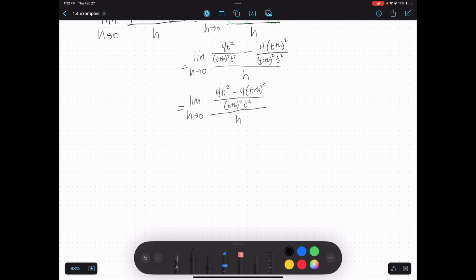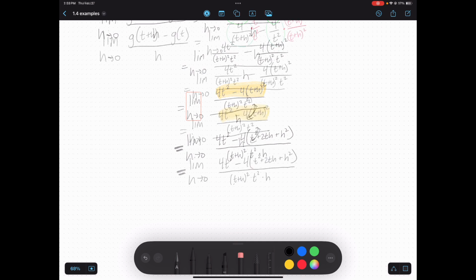Well, by finding a common denominator, I can now focus in on just this part. Can I simplify that piece? Meanwhile, since I have a fraction that's just being divided by another number, I can combine these two things into the same denominator. So, in the numerator, I have 4t squared minus 4 times what's t plus h squared? I get t squared plus 2th plus h squared, all over, and once again, I can just combine those two denominators. So I get t plus h squared times t squared times h.